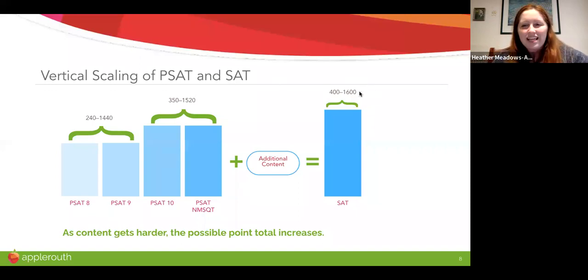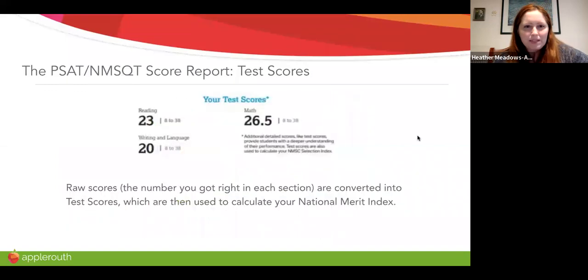And again, when you take the actual SAT, that max will be a 1600. So just keep that in mind. So these test scores, right? These weird little numbers, they're kind of raw scores that are converted into test scores. So raw score is like the number you got correct. They're converted into these test scores.